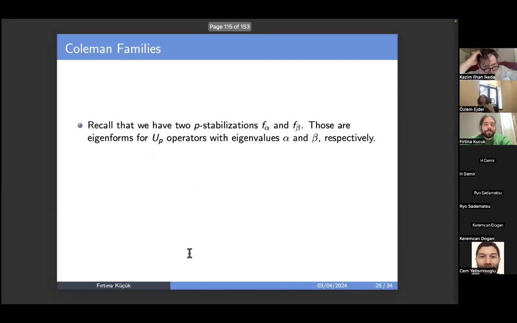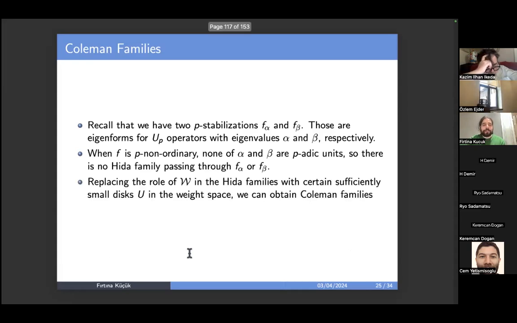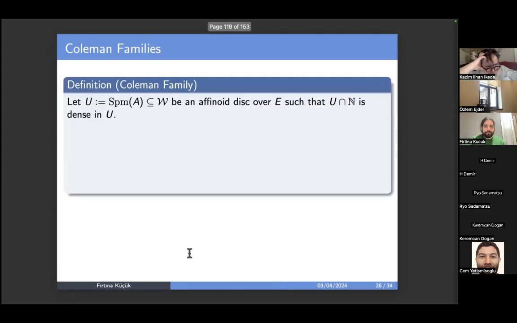So for Coleman families, we have two p-stabilizations, f alpha and f beta, in the non-ordinary case. In the non-ordinary case, none of them are p-adic units, so there's no Hida family passing through f alpha or f beta. But we can replace the role of the weight space by smaller disks lying inside the weight space, and then we can obtain Coleman families. We will call these nice affinoid disks, and this is the algebra associated to this affinoid disk.